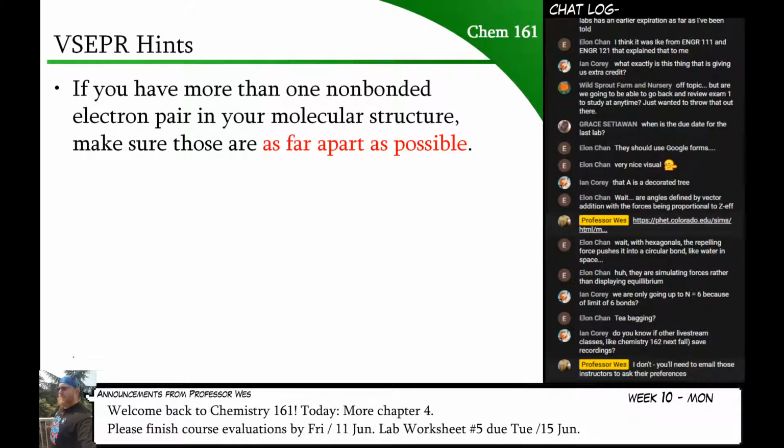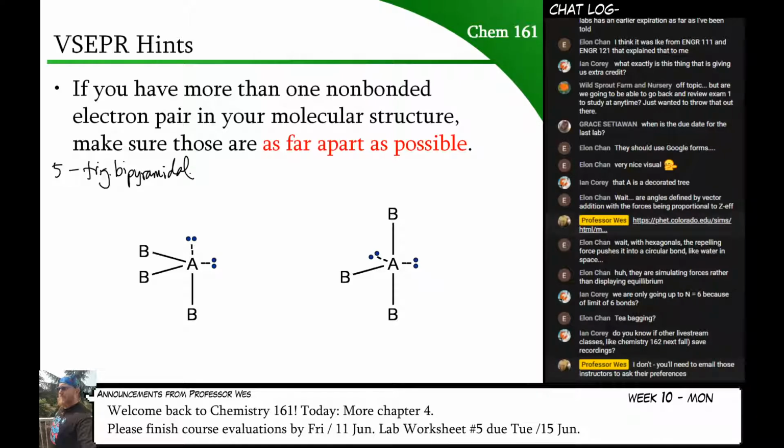All right. Now, when you're drawing your molecule and you have non-bonded electron pairs, make sure that the electron pairs are as far apart as possible. This particularly happens with trigonal bipyramidal. So here I have two electron pairs that are 90 degrees apart. Here I have two electron pairs, though, that are 120 degrees apart. Since this is the further arrangement, this is the observation we make.